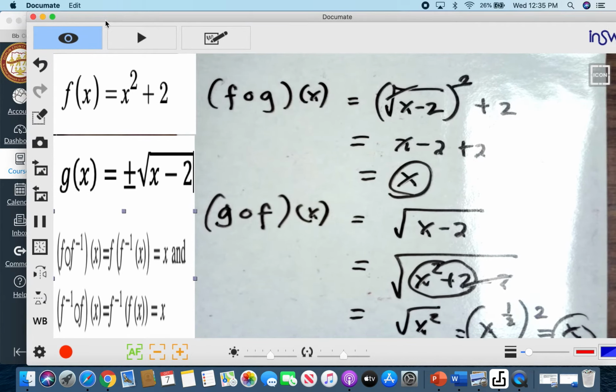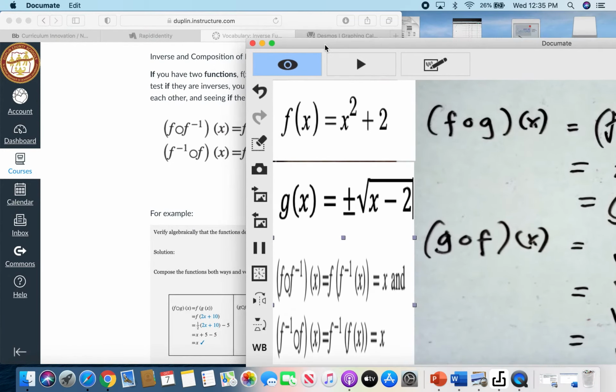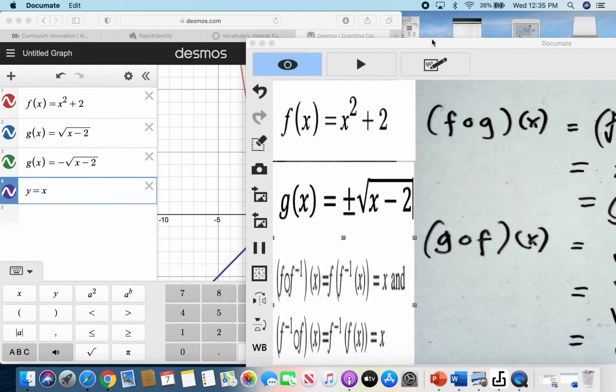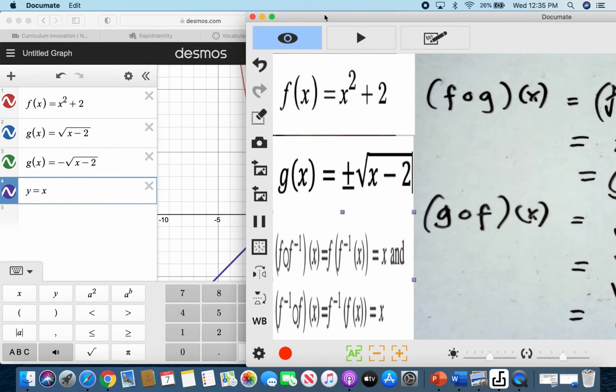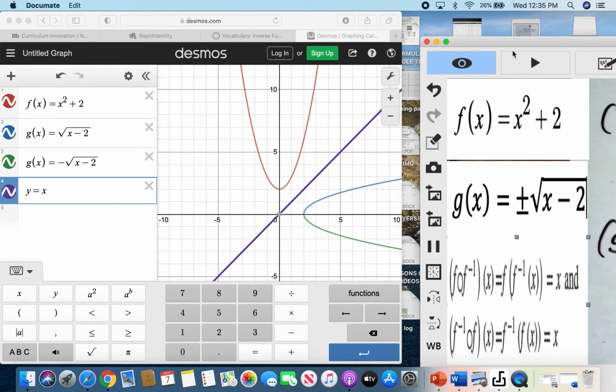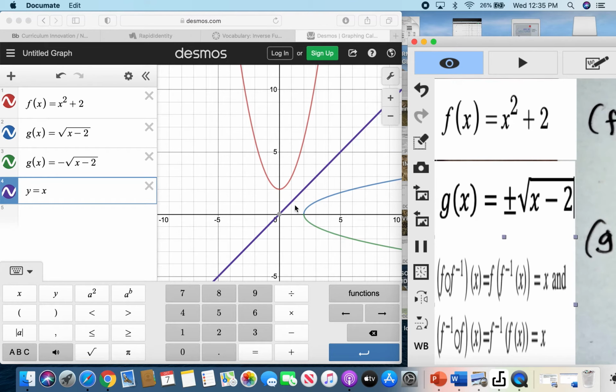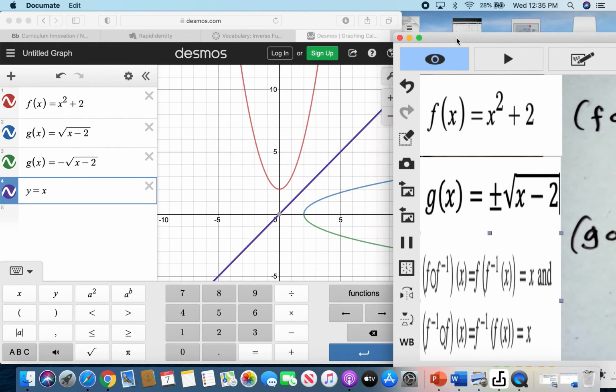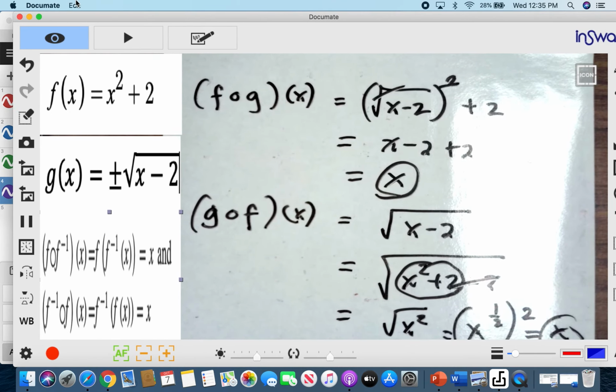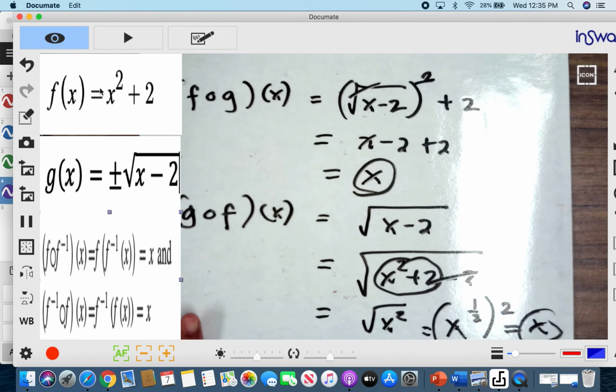And I actually put them on the graph before in the Desmos graphing calculator. So you see that these two graphs are inverses of each other, symmetrical from the line y equals x. And I just separated the plus and the minus. And as you can see, the two functions, the two equations, are inverses of each other based on the graph and based on the theory.